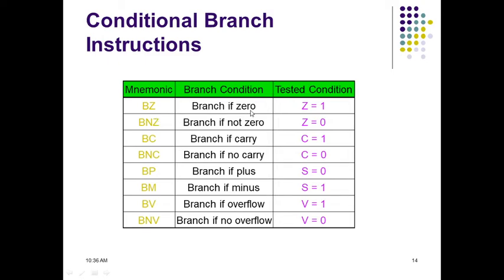For example, branch if zero: if the result is zero, then only it will branch. Branch if not zero: if the condition result is not zero, then it will branch. Similarly, branch if carry: if a carry is generated, then it will branch. Branch if no carry: if there is no carry, then it will branch. Branch if plus, branch if minus, branch if overflow, branch if no overflow. So depending upon the condition, it will perform the branch operation, that is branching. Such instructions are known as conditional branch instructions.